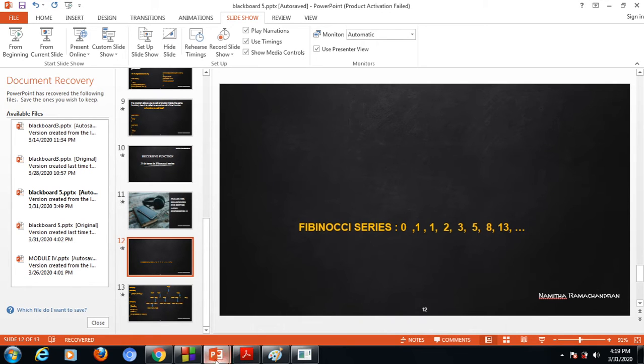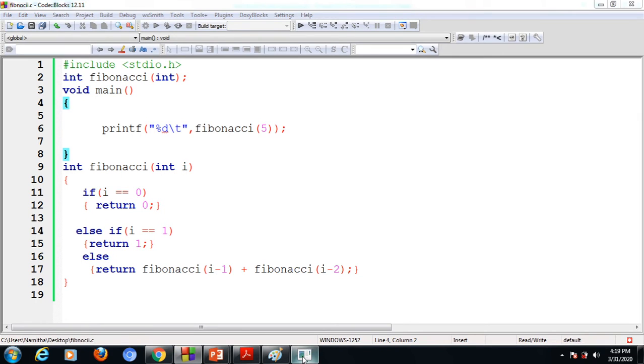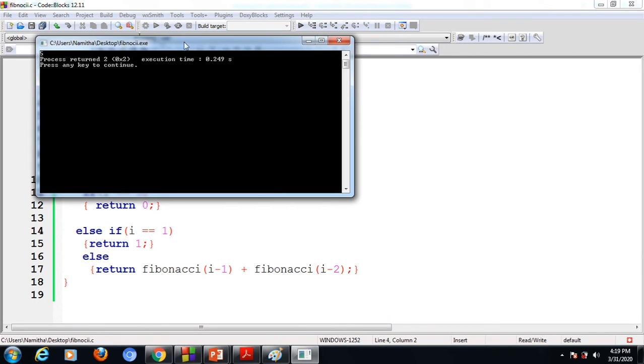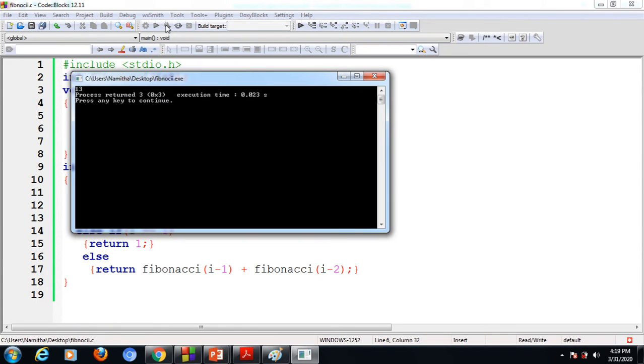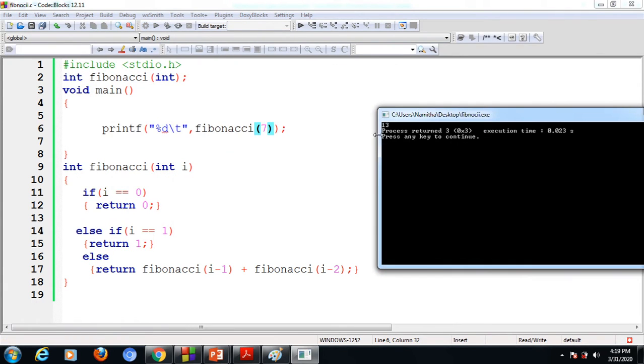Okay, now we can execute again. Okay, and display the 7th term. Sorry, going to display the 7th term of the series. Okay, we need to get the value 13 exactly. The result is 13 here.